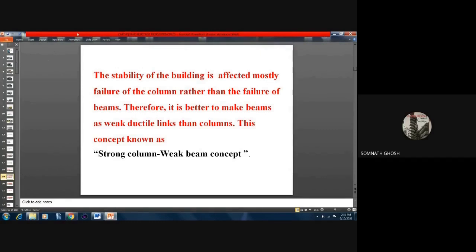Weak doesn't mean that it will collapse. Right? But the stiffness of the column will be very high compared to the stiffness of beams. And that is followed in different ways in the design methods given in IS 13920. Right? So when we go into the detail of those things, calculation and all these things, then you'll be able to appreciate better.